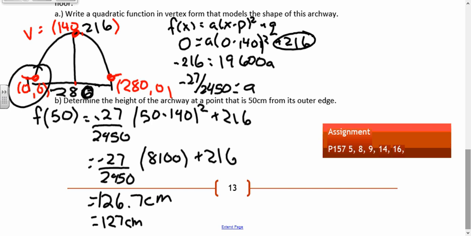All right, you can see in the bottom right here, we have the assignments. Make sure to do this assignment and the assignment on the last page. And if you have any questions, please let me know.